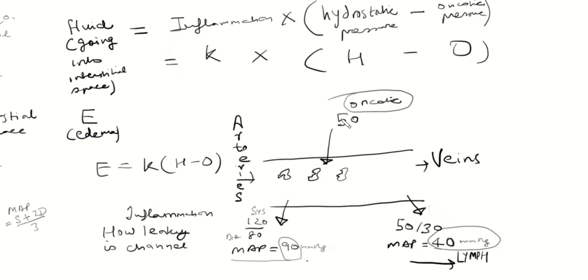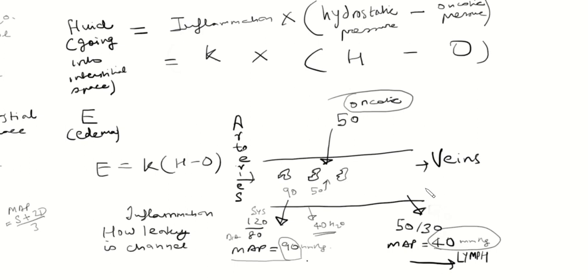So I have here oncotic force of 50 pulling things in, and hydrostatic force of 90 pushing stuff out. So I have 90 pushing it out, 50 pulling it in. So net 40 of water is going to go from intravascular space to interstitial space here on the arterial side.